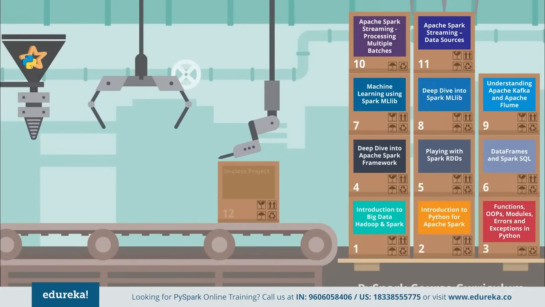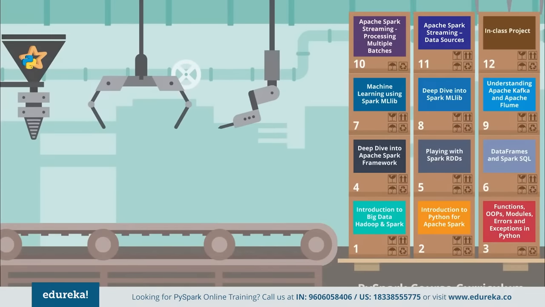Now, Module 11 is Apache Spark Streaming Data Sources. In this module, you will learn about the different streaming data sources such as Kafka and Flume. And at the end of this module, you will also be able to create a Spark streaming application. Now, Module 12 is the in-class project. Now, this project will comprise all that we have learned till now, that is Hadoop, Spark, Kafka, Flume, and much more.